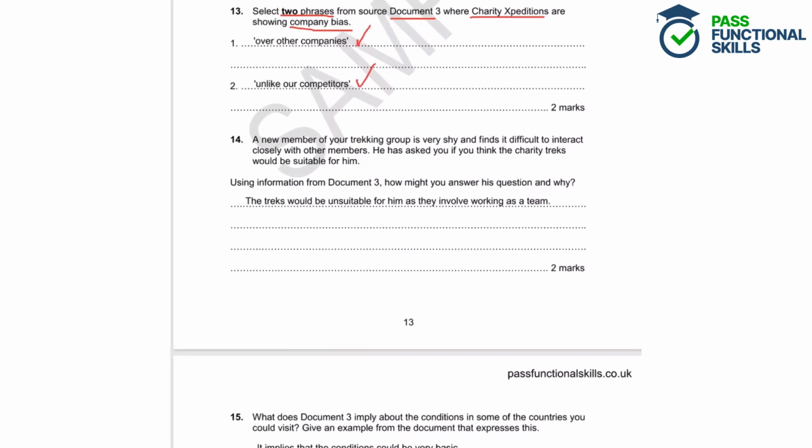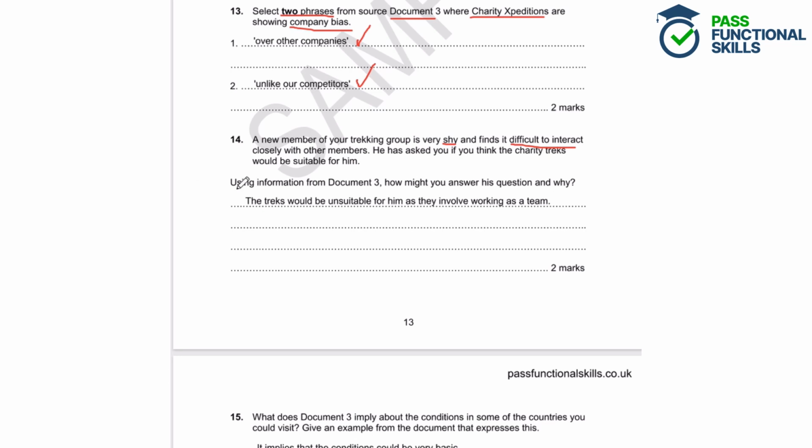Question 14. A new member of your trekking group is very shy and finds it difficult to interact closely with other members. He's asked you if you think that the charity treks would be suitable for him. Using information from document 3, how might you answer his question and why? So we've got a very shy person who finds it difficult to interact closely with other people, so doesn't like interaction. And he's asked you if you think these charity treks would be suitable for him.